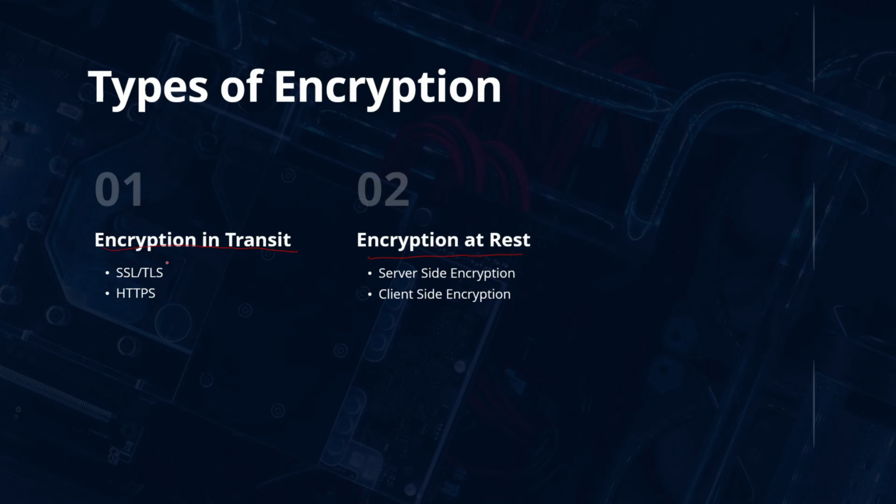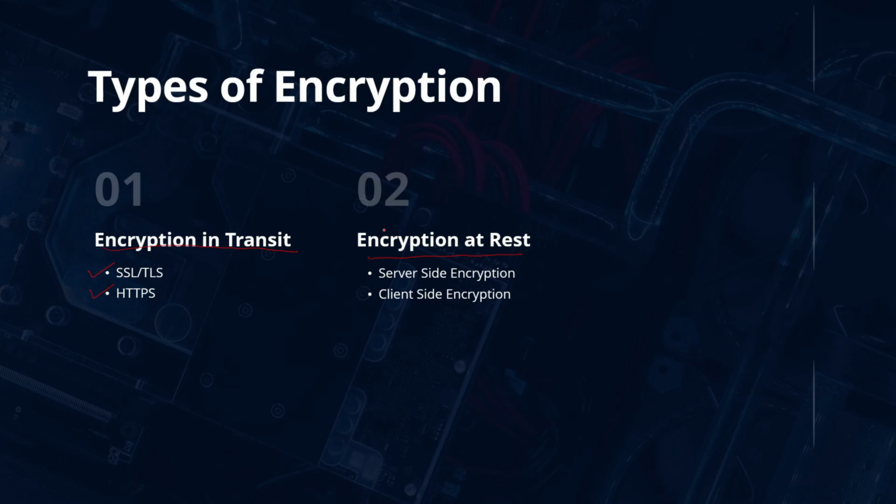Now when it comes to encryption in transit, you basically have SSL, TLS, and you also have HTTPS. That is wherein your data is encrypted while it is in transit. That is when, for example, you are uploading an object from your local computer to AWS. So while your file or your object is being transferred over the internet, it is encrypted using SSL, TLS, or HTTPS. That is called in transit, when your object is in the network.